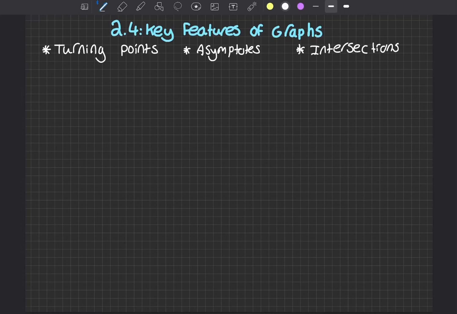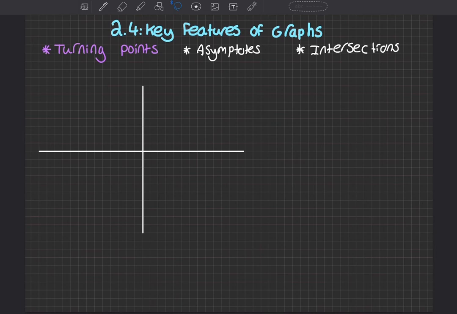Hey guys, in today's video we'll be discussing Unit 2.4 of the Math AAHL course, and that is the key features of a graph. In this section, the features which are covered are turning points, asymptotes, and intersections. So first we'll begin with turning points. And what are turning points?